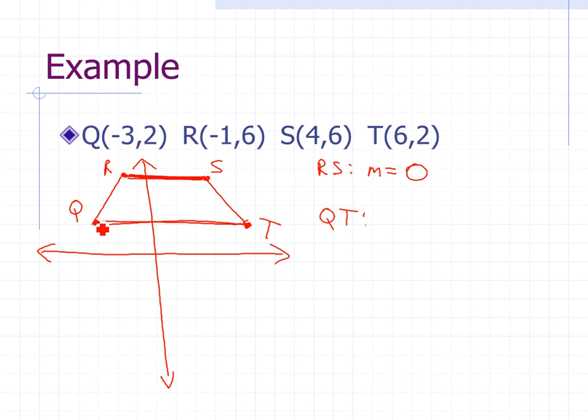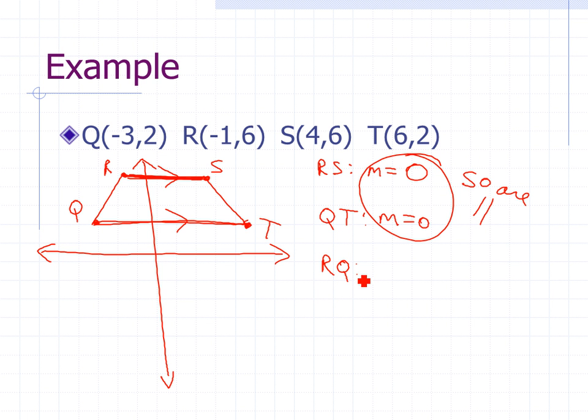Look at QT. Does it go up any? No, so the slope of it is also 0. What's that tell us about those two? They're parallel. Since the slopes are the same, they have to be parallel. So we know those two are parallel. Now maybe my shape's drawn completely and totally that bad, but we need to show that it's not a parallelogram. Well, these other two, if it was a parallelogram, would have to be parallel to each other. So let's look at RQ and ST and find the slopes of them.